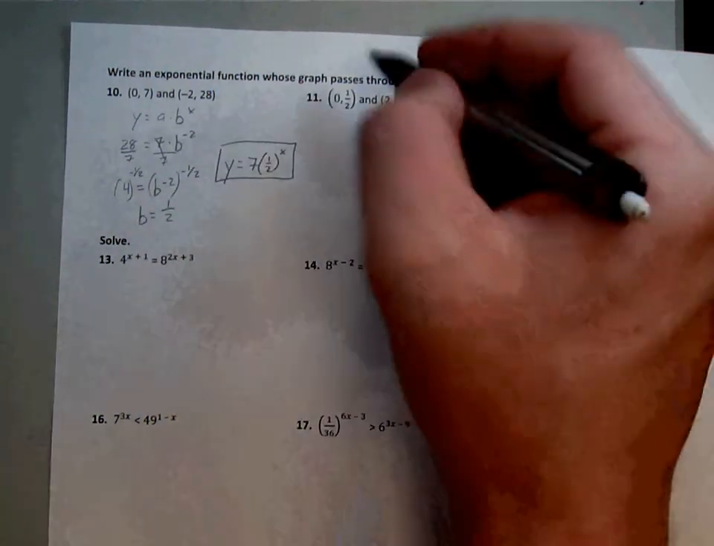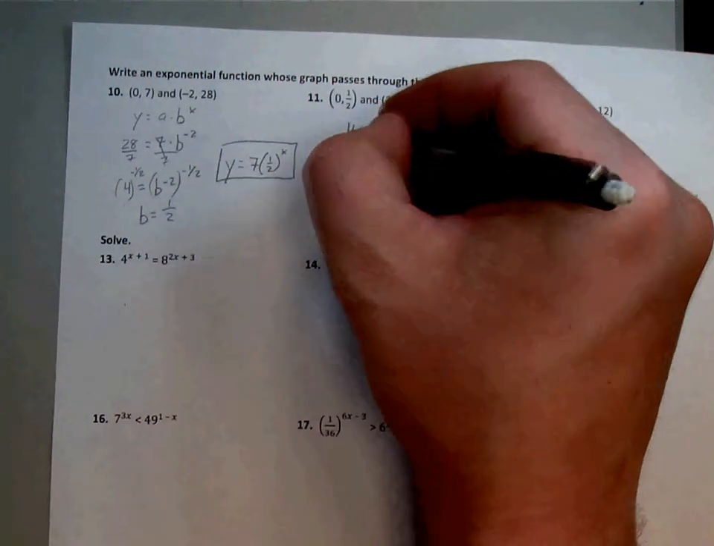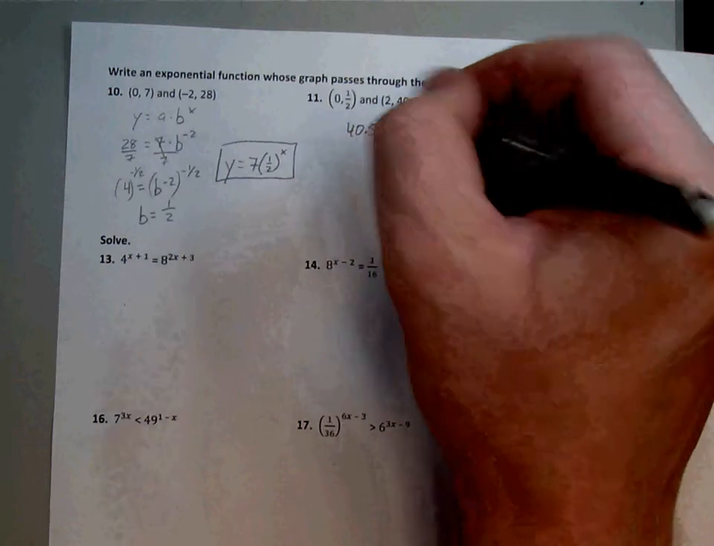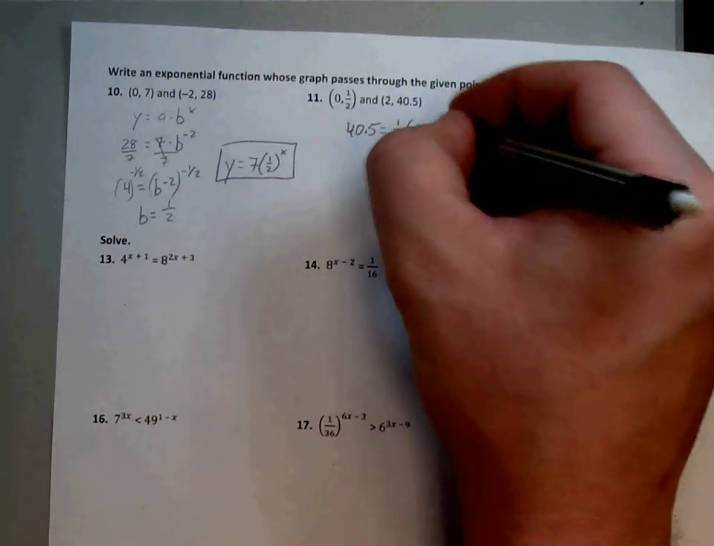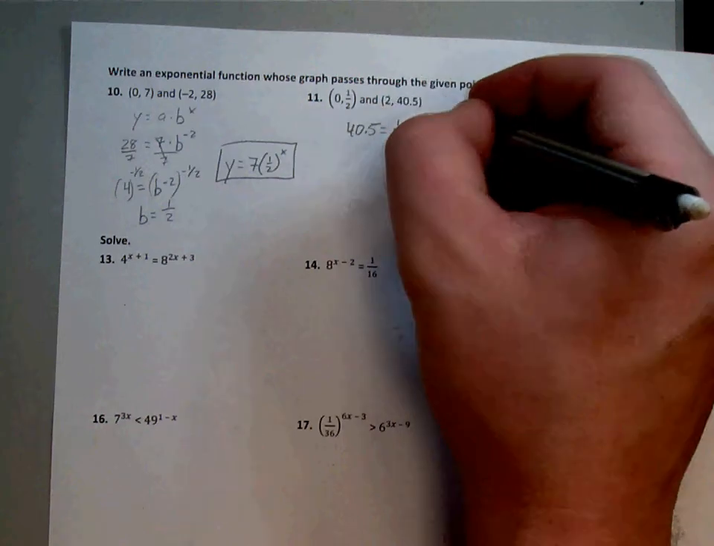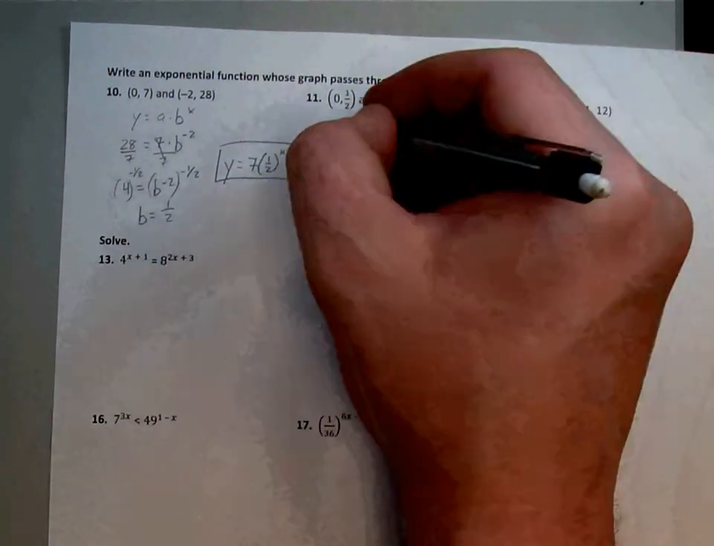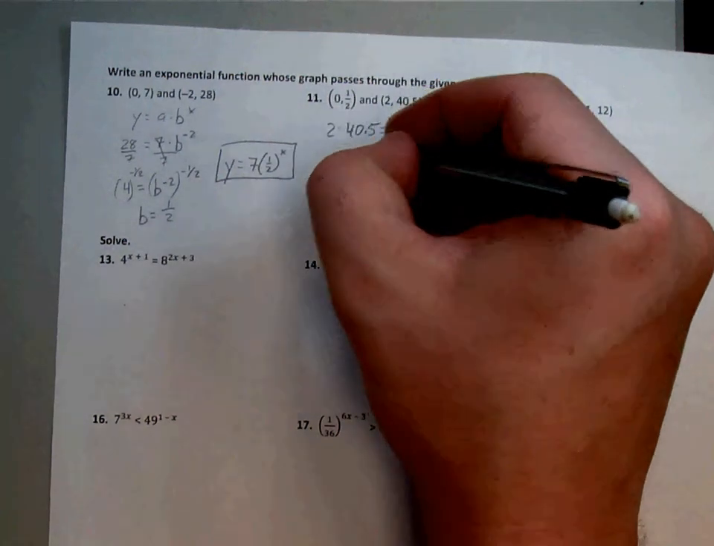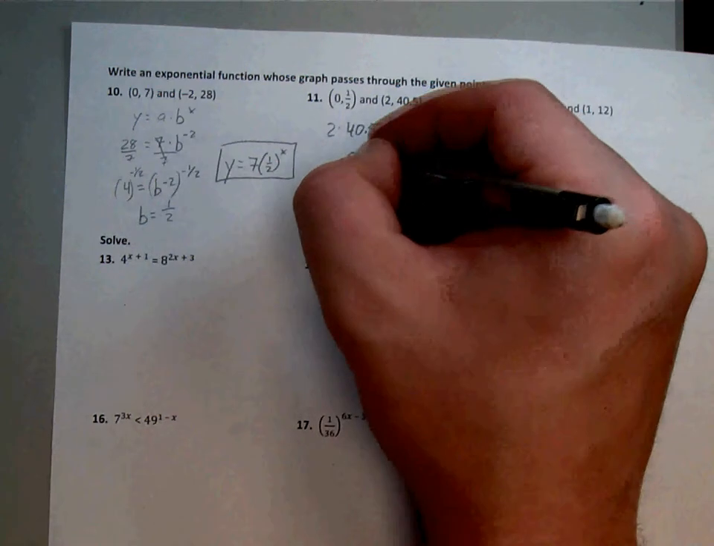Right, number 11, initial value is 1/2. Got an x and a y, so at x is 2, y is 40.5. Initial value was 1/2 times b, I don't know what b is, to the x, which is 2. Let's multiply by 2 to get rid of that 1/2. So we get 81 equals b squared. So to get rid of that square, I would square root.